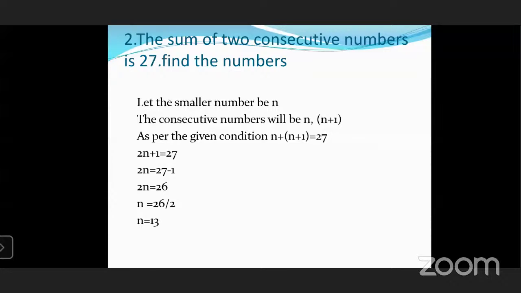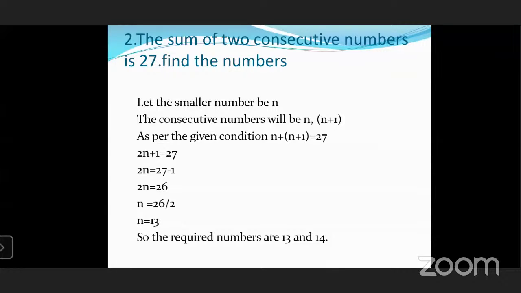Okay. So you get the number as 13. The next number n plus 1 is 13 plus 1, 14. And when you add 13 and 14, you get the answer as 27. So you confirm the answer, check the answer and see whether you got. There are two numbers, right? Consecutive numbers, and when you add them, right, you get the answer as 27.